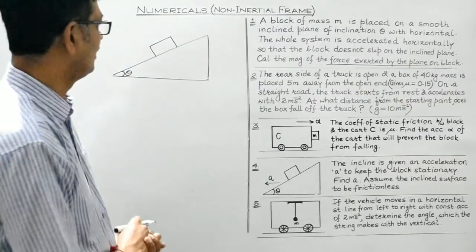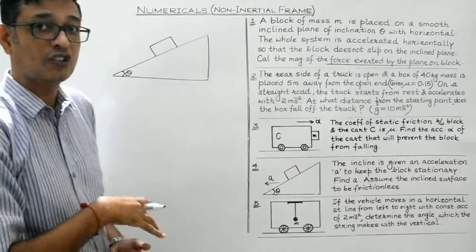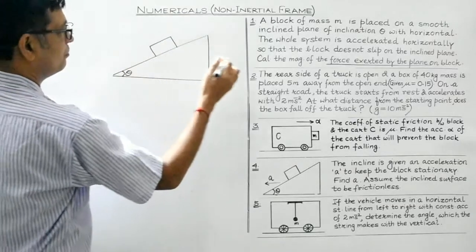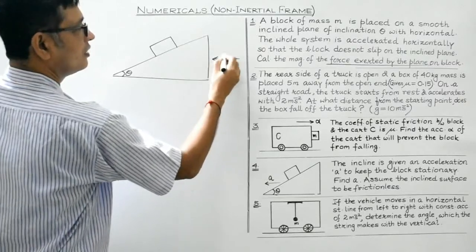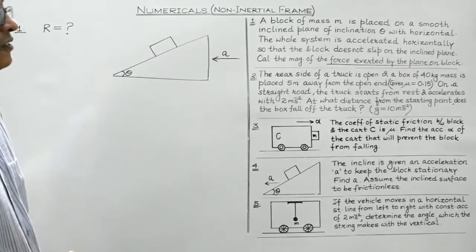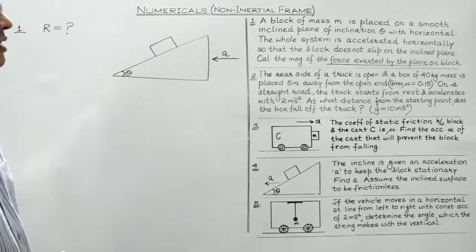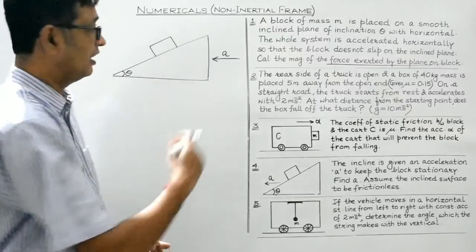over it, right? So, in order that this block kept on the inclined plane does not slip, the entire system must be accelerated along this direction. Say, with acceleration A. Right, students? Suppose the entire system is accelerated with acceleration A along this direction.